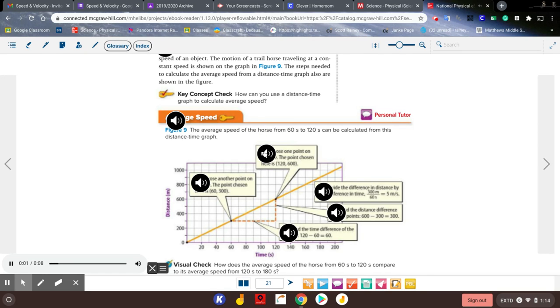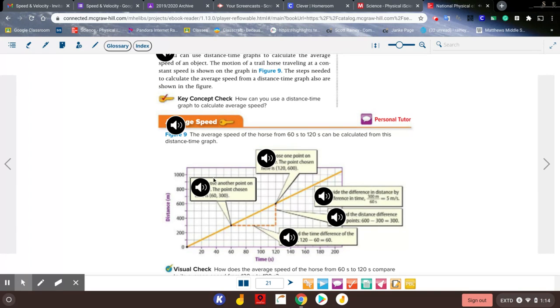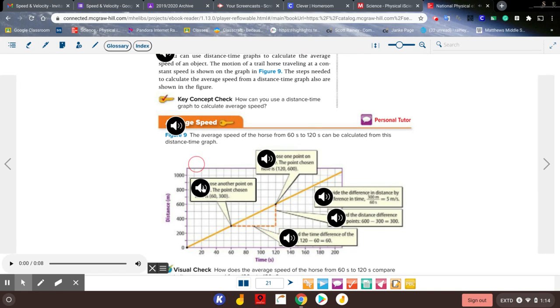Number 1. Choose one point on the line. The point chosen here is 120, 600. Number 2. Choose another point on the line. The point chosen here is 60, 300.